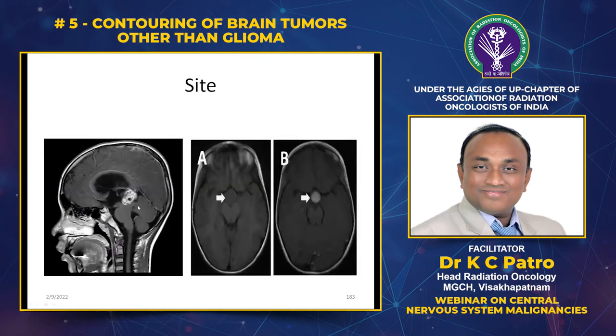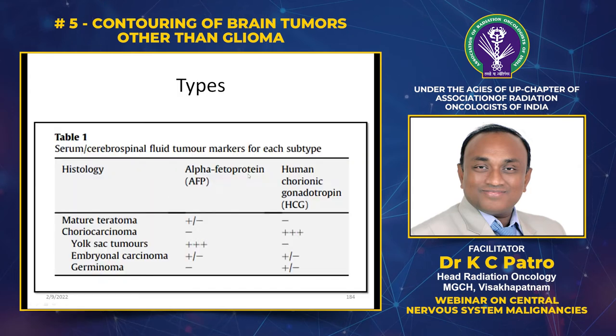So how to handle the intracranial germ cell tumor? If you see, there are two sides: one is the pineal, another is the suprasellar. I'm not going into the proper management in detail, but you can classify your tumor according to the presence of alpha-fetoprotein and beta hCG, as either mature teratoma, choriocarcinoma, yolk sac tumor, embryonal carcinoma, or germinoma.